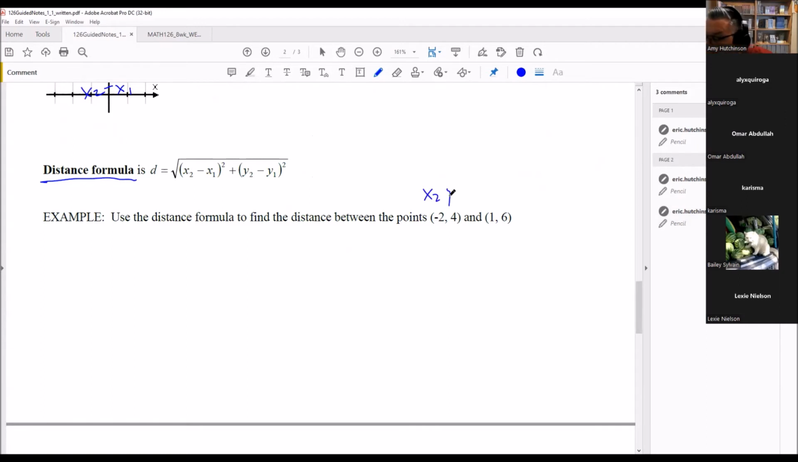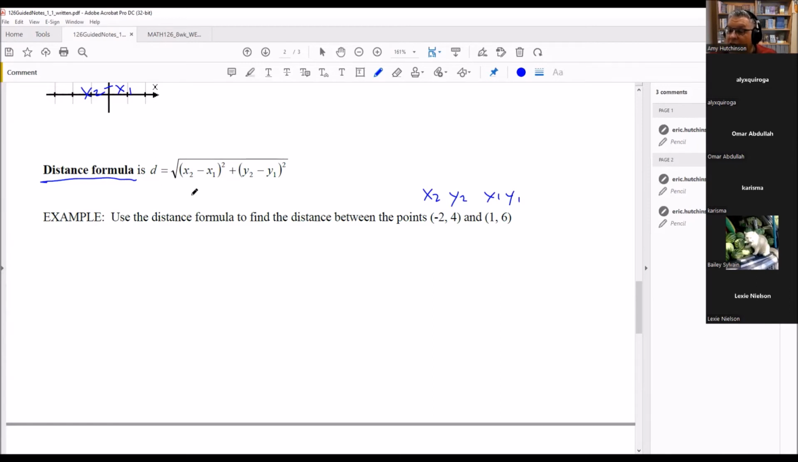This is different than what my notes have. So let's change this to x2, y2 and x1, y1. The only thing that you're not allowed to do is you can't do x2, y1 or x1, y2. You have to make sure that these are both 2s or both 1s. You can't mix and match those. Okay, so now I have it labeled x2, y2 and x1, y1. I have these points labeled as such here.